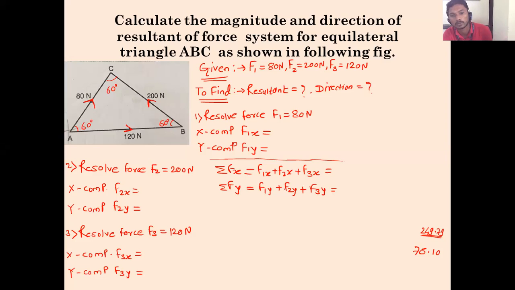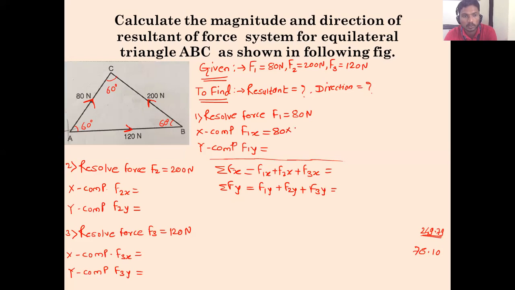Okay, tell me now these values first. Time is running out. Resolve the force F1. With whom did that F1 force make the angle? 80 Newton force, with the horizontal or vertical? Quickly, fast. With the x-axis. So in which quadrant does that force lie? First quadrant. So both will be positive.